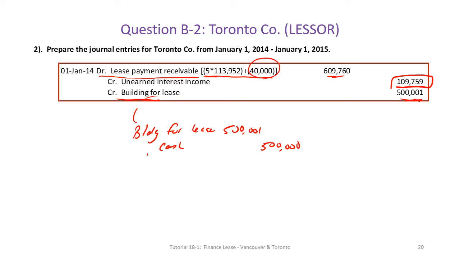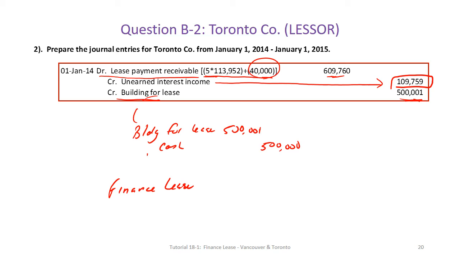But then the difference between the lease payment receivable and the amount for the building is 109,759, and that is the unearned interest income. This is also a finance lease, as opposed to a sales type lease, because there is no cost of goods. A sales type lease happens when you have a lessor that actually manufactures the equipment or the asset and then uses the lease as an incentive to sell it.